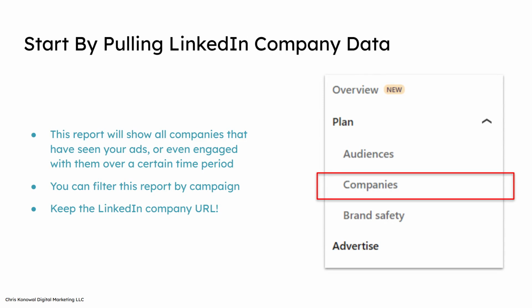So first, I'll go to the LinkedIn Campaign Manager in the left-hand pane, open up the plan dropdown, and go to the companies report as highlighted here. This report gives you a ton of information around all of the companies that are seeing your ads via impressions, as well as the same companies that are engaging with your ads, clicking on them, etc.